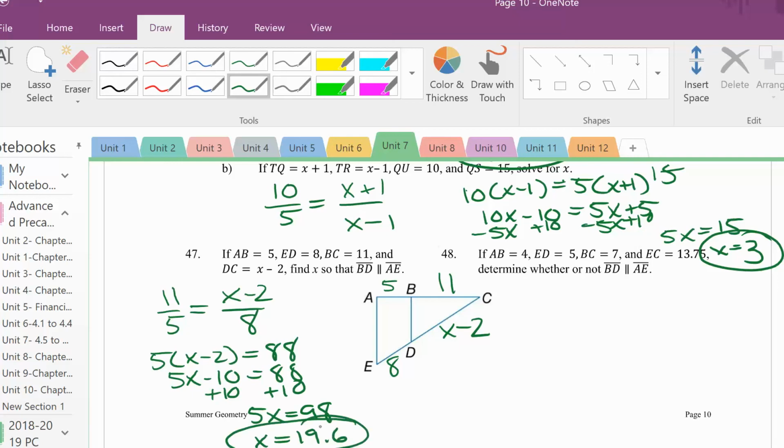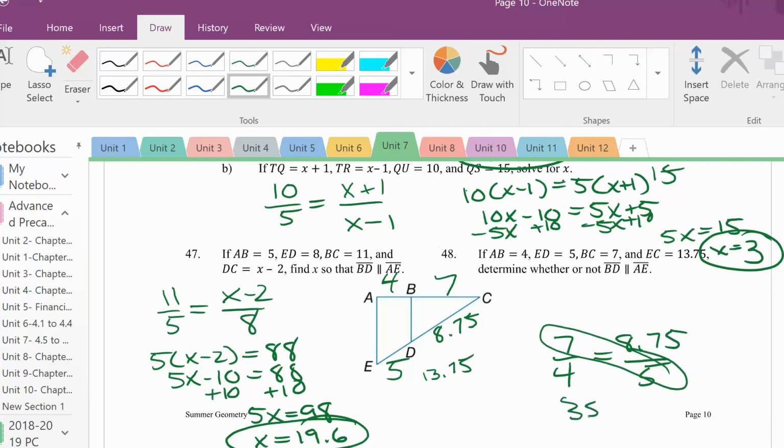So in the next one, you have AB is 4, BC is 7, ED is 5, and EC is 13.75, which means that this is 8.75. So it wants to determine whether it's parallel or not. So is 7 over 4 equal to 8.75 over 5? Well, that means if you cross multiply, 35 equals 35, which means that's true. So BD is parallel to AE.